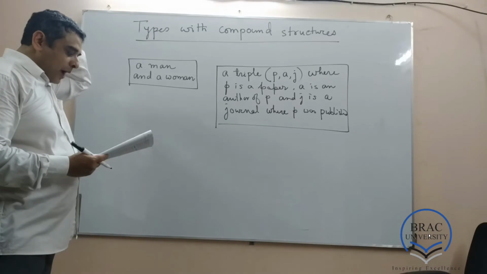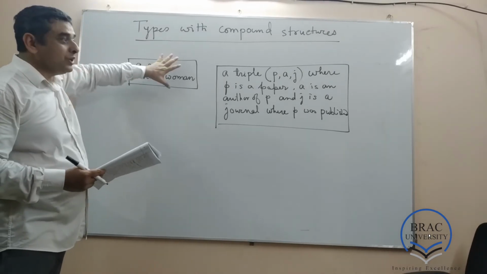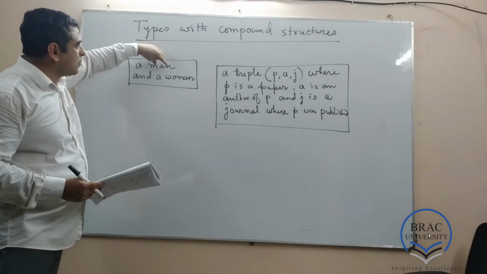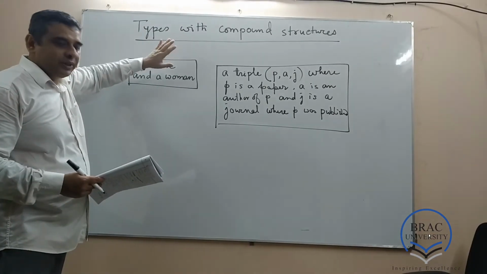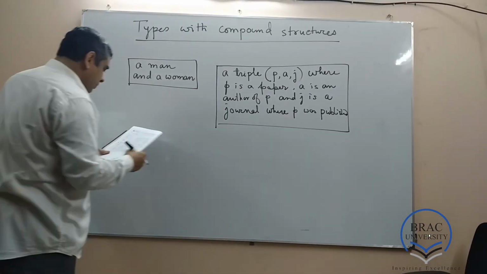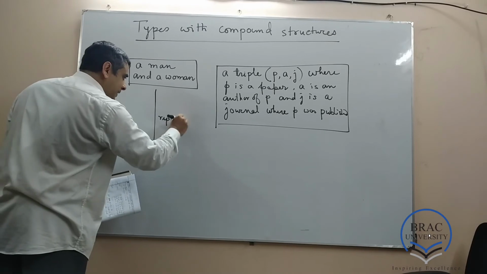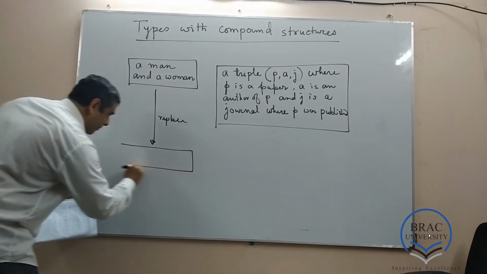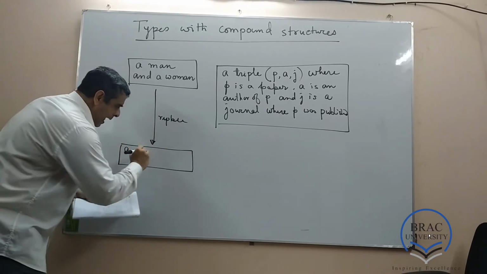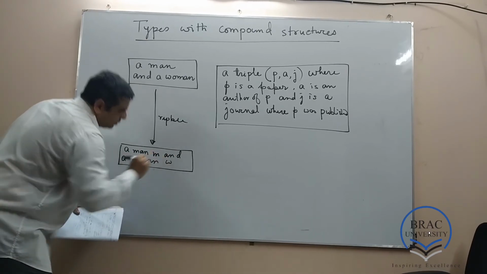So it is a good practice to declare the variables associated with smaller units in a compound structure, meaning that we should denote the smaller units of a man and a woman with symbols, say with M and W. So it's preferable to replace the first box with this box: a man, M, and a woman, W, for this type.